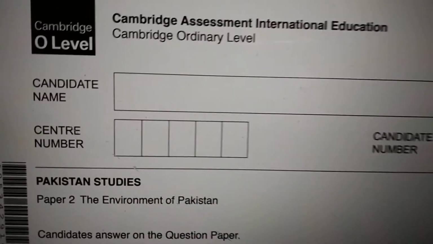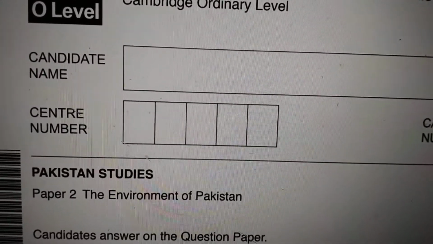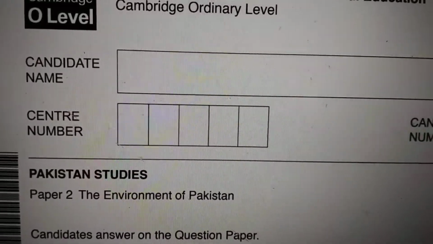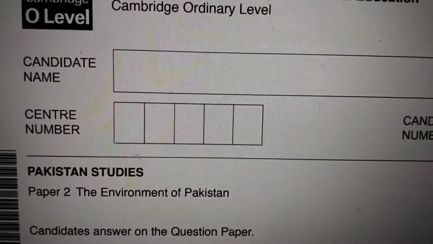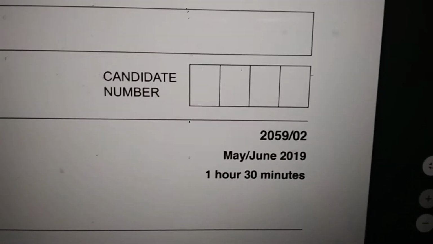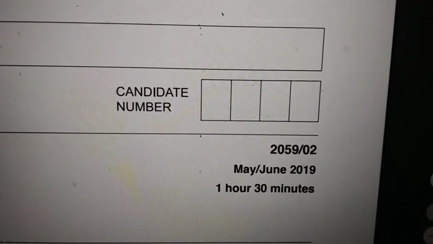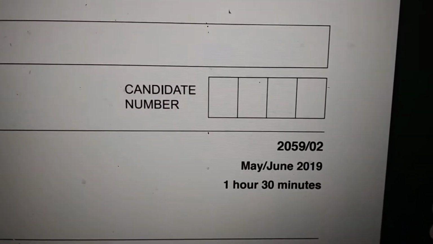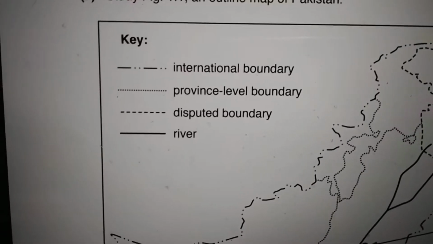Bismillahirrahmanirrahim. Students, today we are going to look at the Pakistan Studies paper, that is paper 2, specifically geography, the environment of Pakistan. The code is 2059, paper 2. This is the June 2019 paper. The timing is 1 hour 30 minutes.